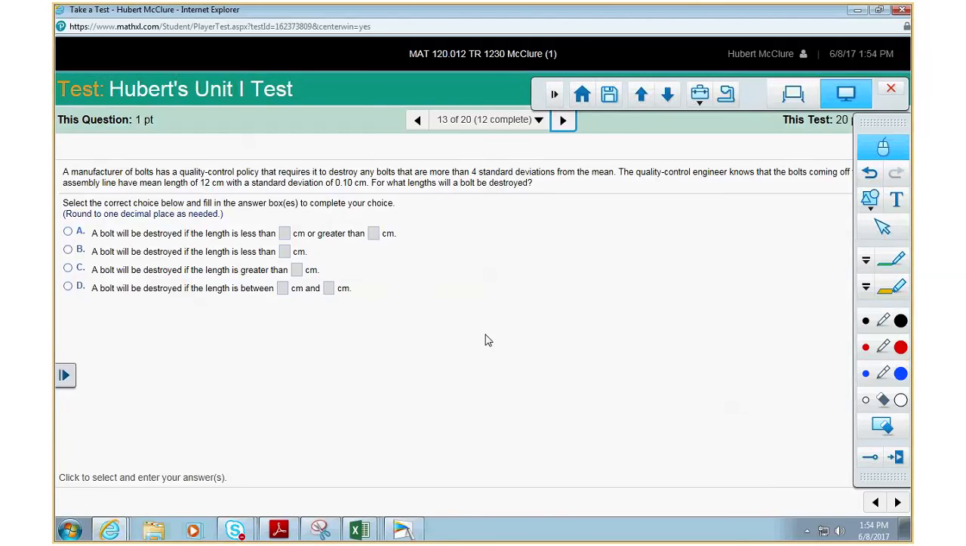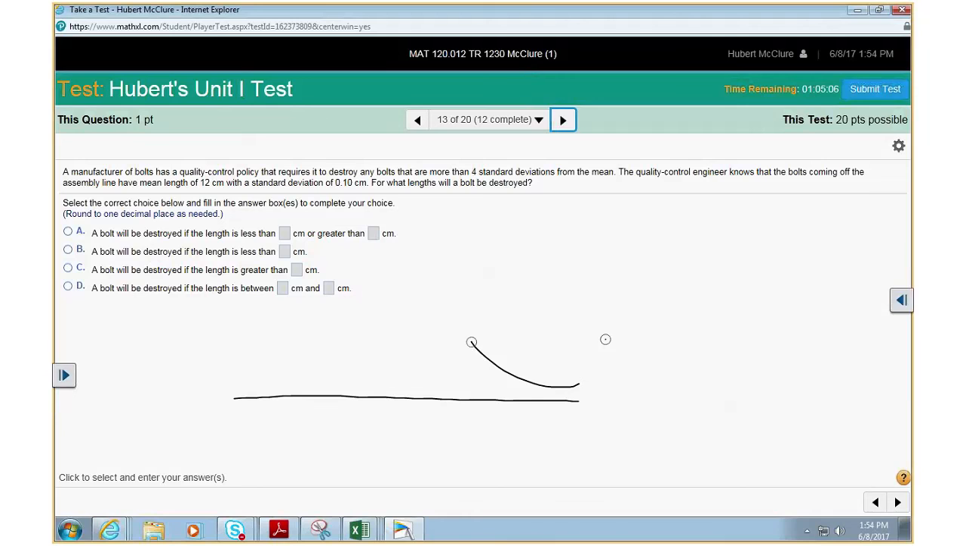All right, try this one. It says a manufacturer of bolts has a quality control policy that requires it to destroy any bolts that are more than 4 standard deviations from the mean. So you're going to have to draw a picture. 4 standard deviations. One, two, three, 4. 1, 2, 3, 4.